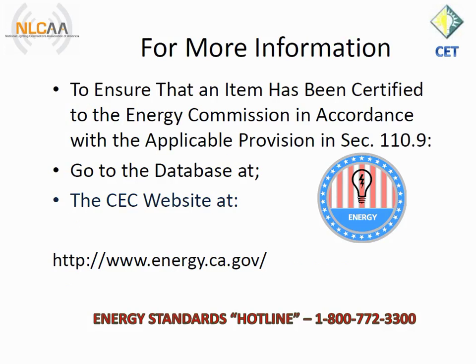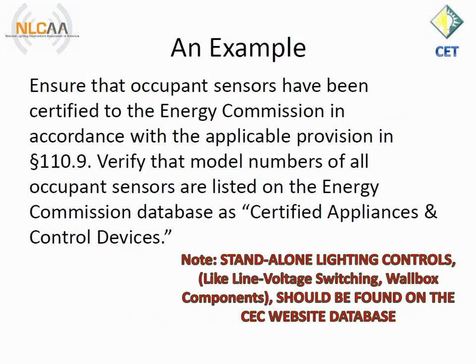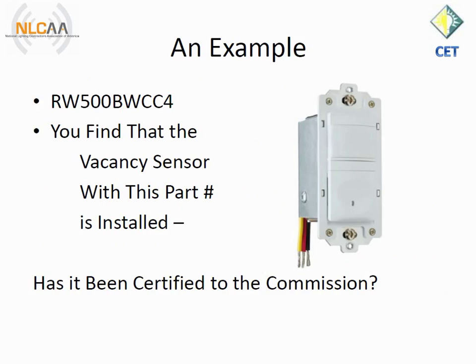If the Building Energy Efficiency Standards Section 110.9 says a standalone version of a lighting control must meet Title 20, the standalone control should appear in a database on the CEC website. Section 110.9 says occupancy and outdoor motion sensors must meet Title 20 at a minimum. Let's see if we can find this vacancy sensor on the CEC database.